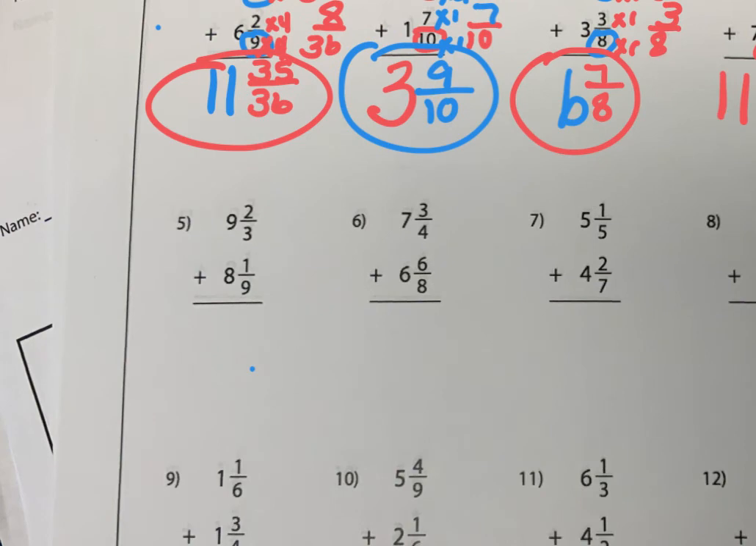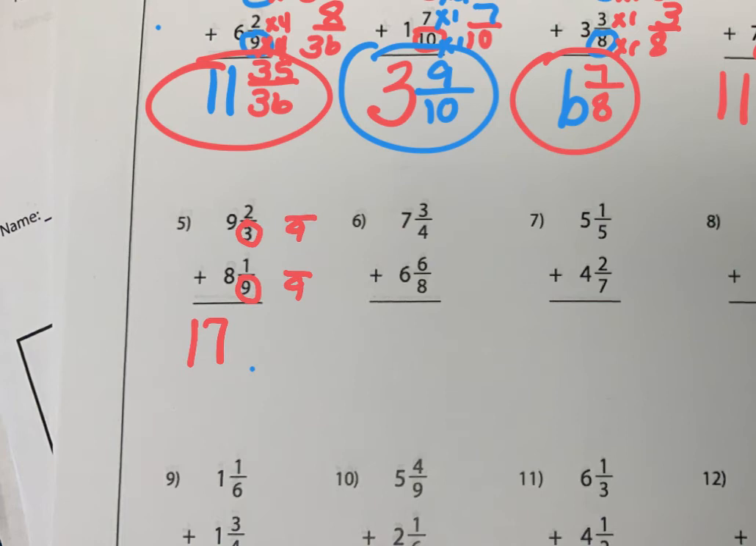Let's check number 5. Hopefully you had time to work it. Let's check it together. 9 plus 8 is 17. Look at your denominators. You have a 9 and a 3. Which one is larger? 9. Will 3 go into 9? Yes. So my common denominator will become 9.